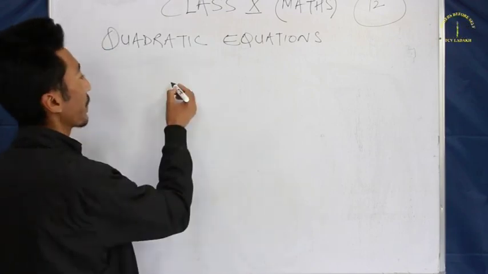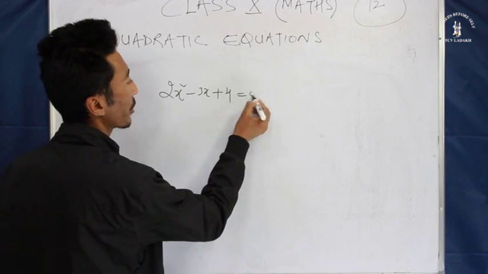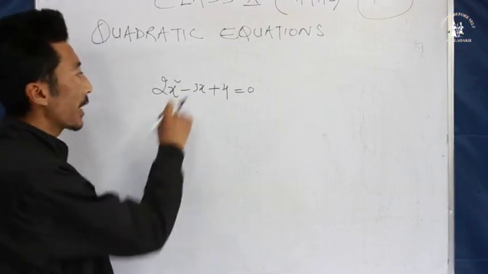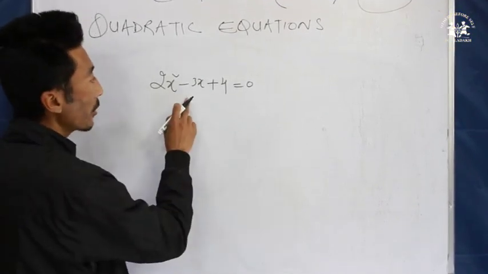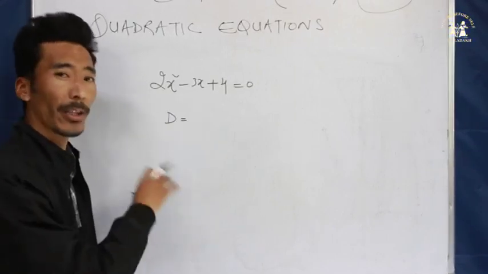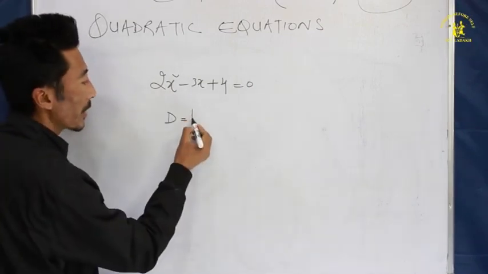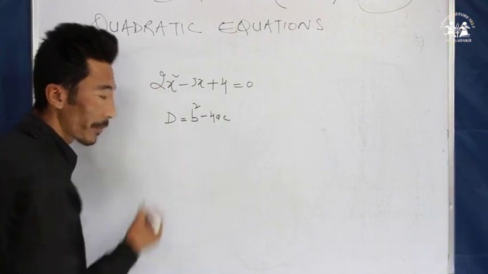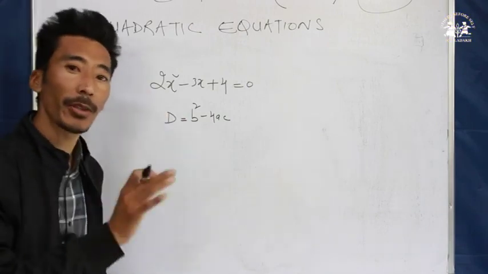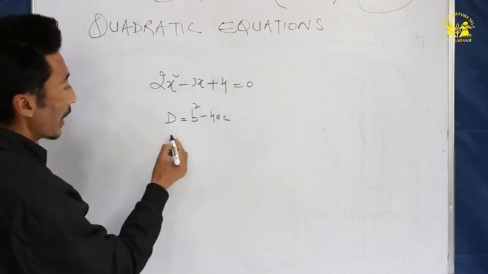Let's say 2x square minus 3x plus 4 equals 0. That is a quadratic equation. To check whether we can solve it, we use the topic of discriminant. The discriminant D equals b square minus 4ac. This is the discriminant formula, which tells us whether the quadratic equation can be solved. Our equation is 2x square minus 3x plus 4 equals 0.